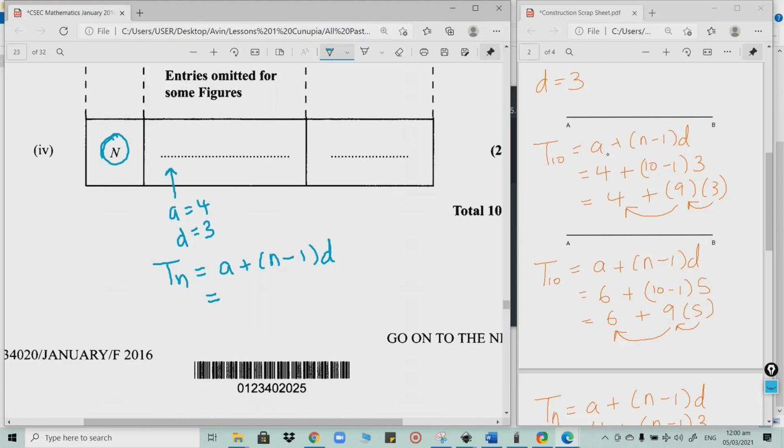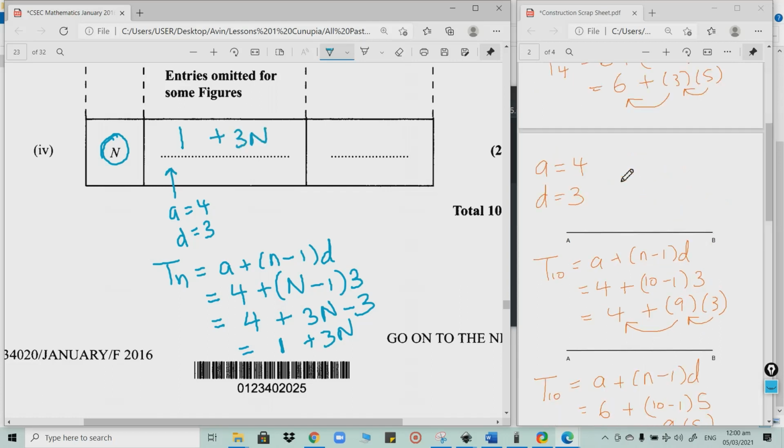A is 4 plus capital N minus 1, and the common difference is what? 3. We could leave it like this, or I think we should simplify it out for the examiner. 4 plus everyone inside here gets multiplied by 3. So it's 3n minus 3. Right? 4 minus 3 is 1 plus 3n. So the general formula after we simplify it is 1 plus 3n.